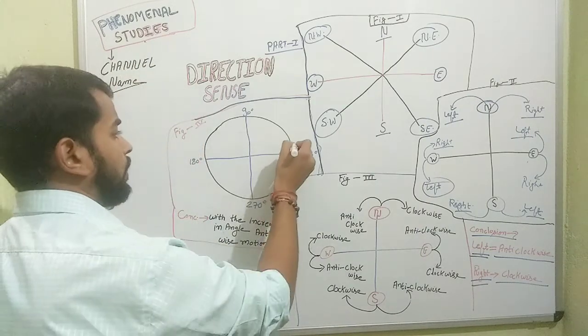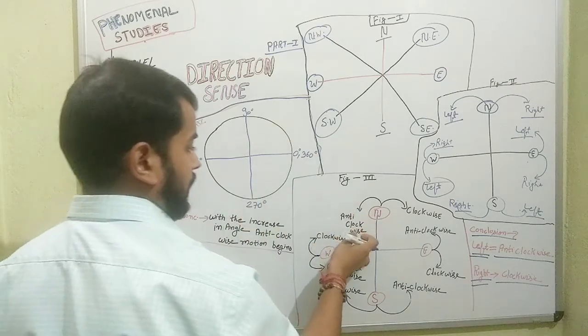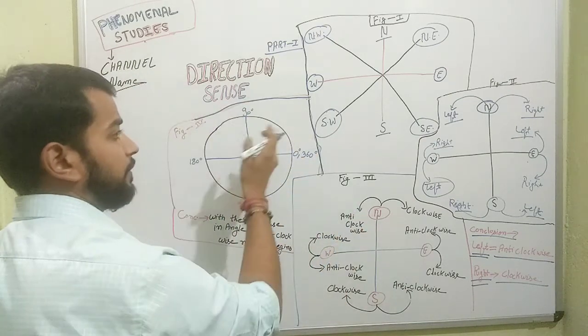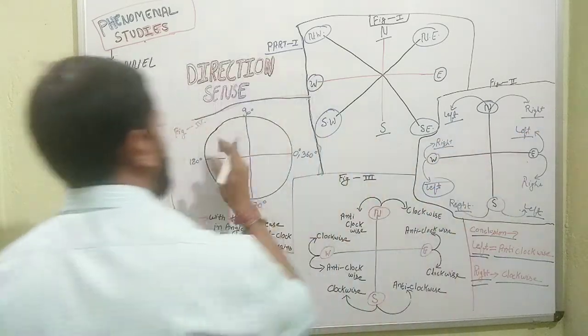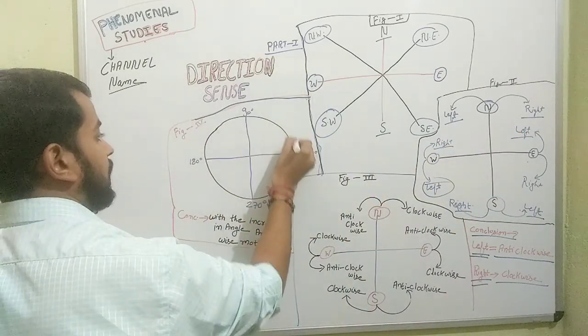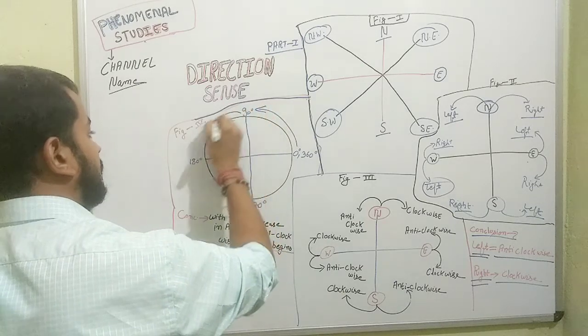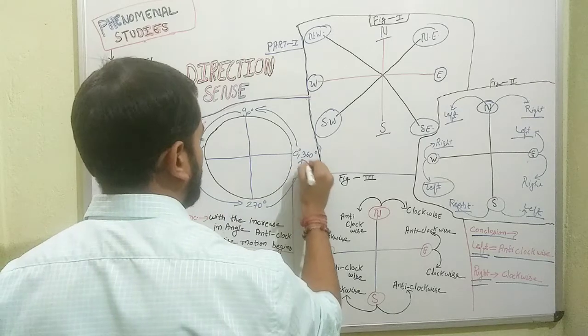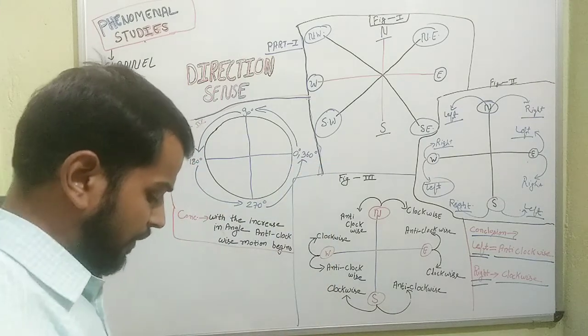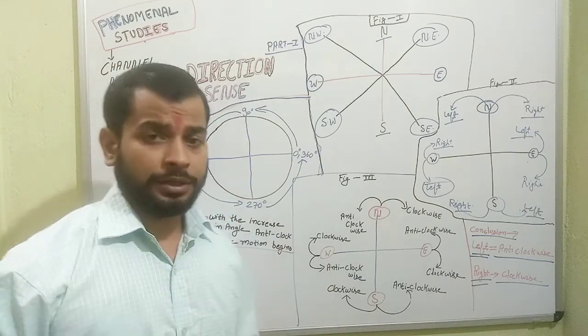So the anti-clockwise direction is like this. You see the left-hand side movement, which is in the upward direction. So you can see 0 to 90 is this, and then 90 to 180, 180 to 270, and 270 to 360.